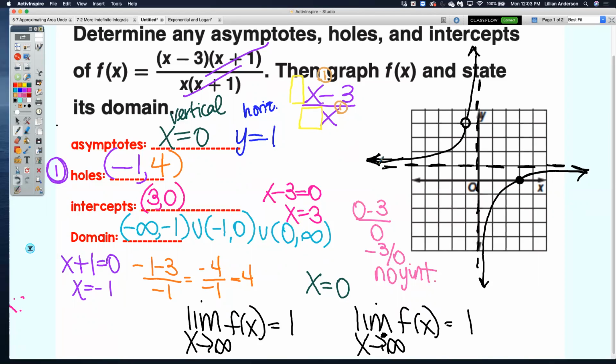That's how you graph a rational function. That's how you find all your features, all your properties. Questions?